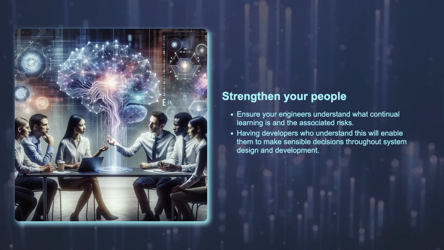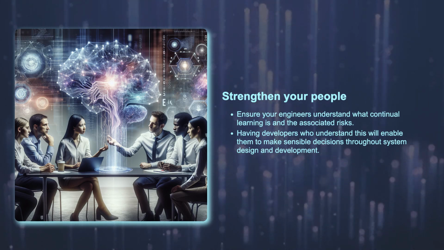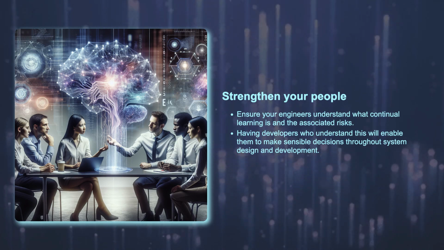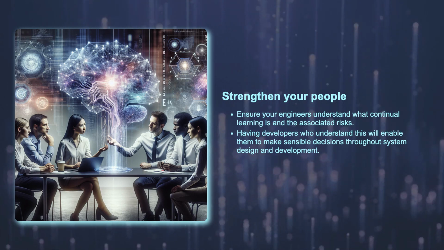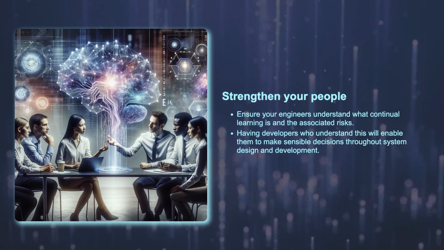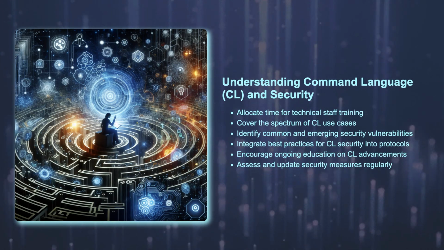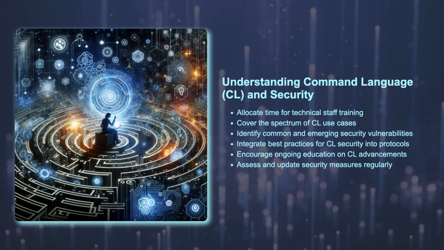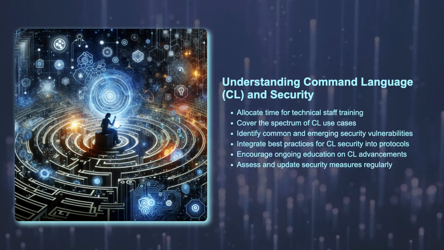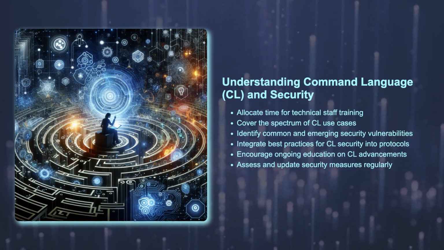Strengthen your people. Ensure your engineers understand what continual learning is and the associated risks. Having developers who understand this will enable them to make sensible decisions throughout system design and development. Guidance. Provide the necessary time and resources to ensure technical staff have an understanding of the range of ways CL can present itself and the possible security vulnerabilities that are associated.